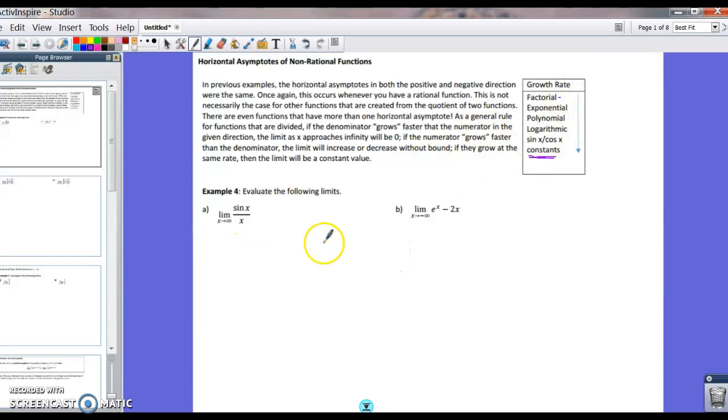I've got sine x, which falls right here on my chart. And the bottom one has some sort of x, whether it's x squared, 2x squared plus 1, 3x cubed minus 4x plus 7, anything like that would be a polynomial function, right? So this is polynomial. If you look at the comparison along this growth rate chart, polynomial grows faster than sine. So my denominator is growing faster than my top. So my bottom grows faster.